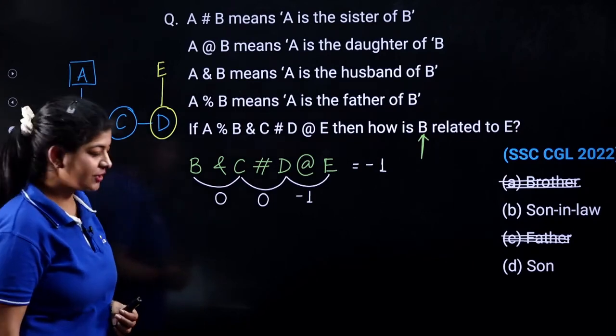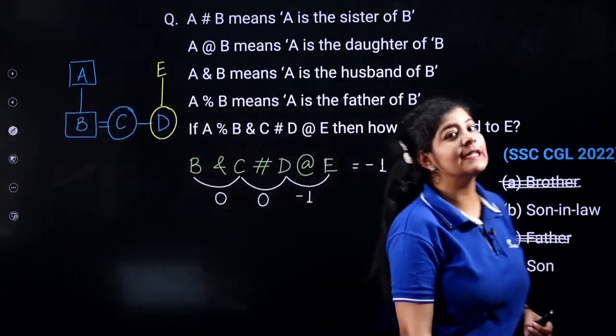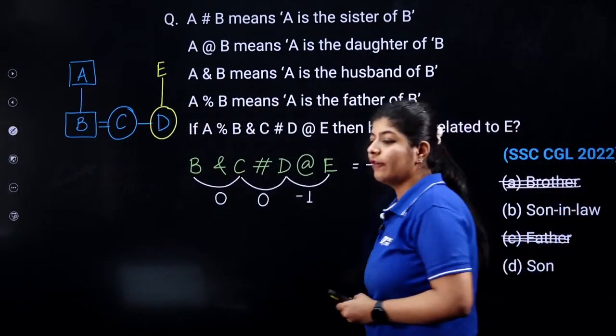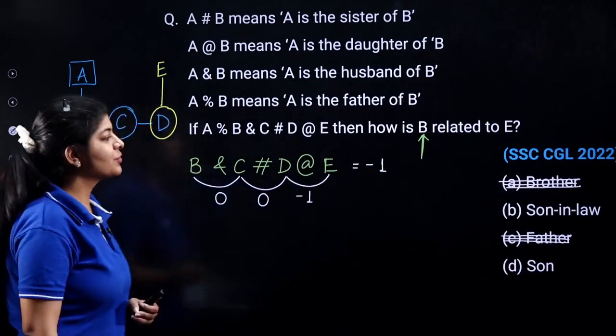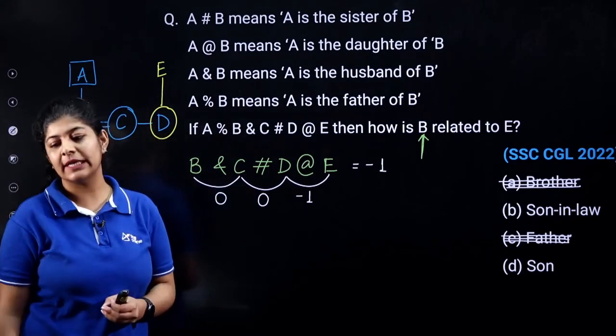Anyone in the comment section? Yashwant, after seeing this family tree or family chart, can you determine the correct answer, whether option B is the correct one or option D is the correct one?